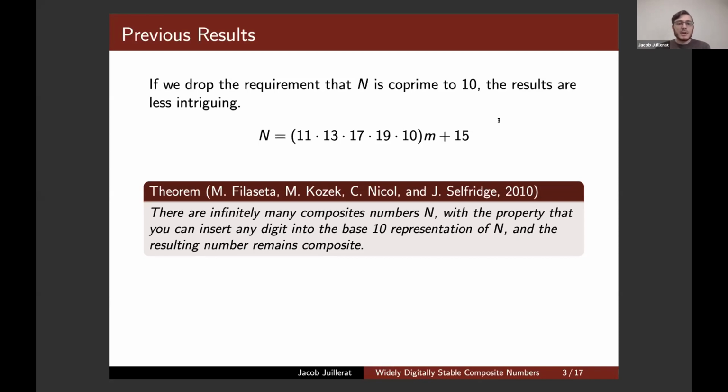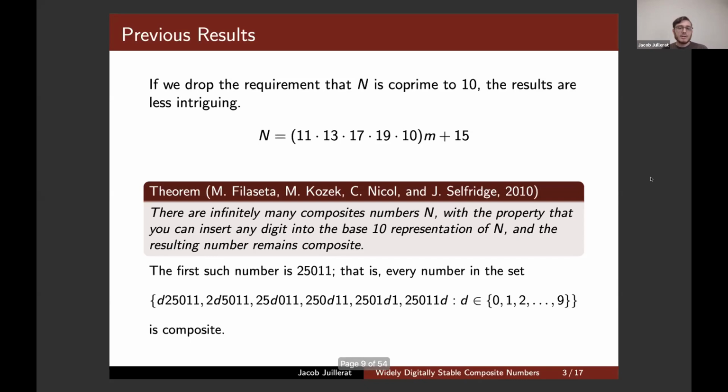In 2010, Michael Filaseta, Mark Kozek, Nicole, and Selfridge proved that there are infinitely many composite numbers n with the property that you can insert any digit into the base 10 representation, and the resulting number remains composite. The key thing here is we're now inserting digits instead of replacing digits. The first such number is 25011. That is, you can insert a digit 0 through 9 to the left of this number, to the right of this number, or between any two of its digits, and any of those insertions is going to result in a composite number.